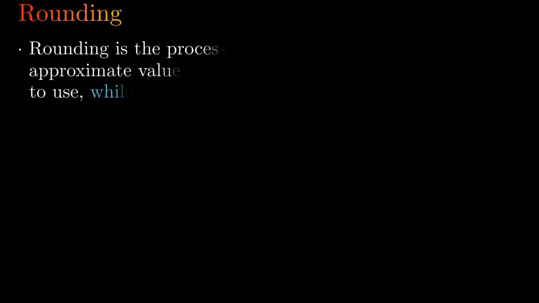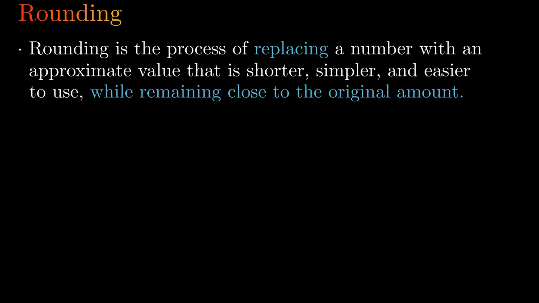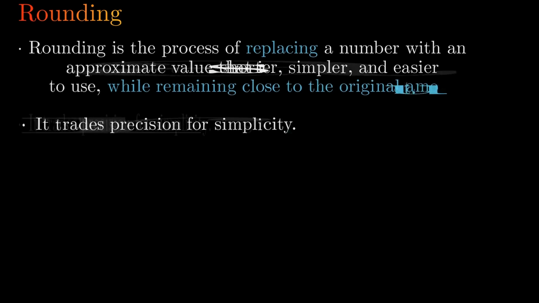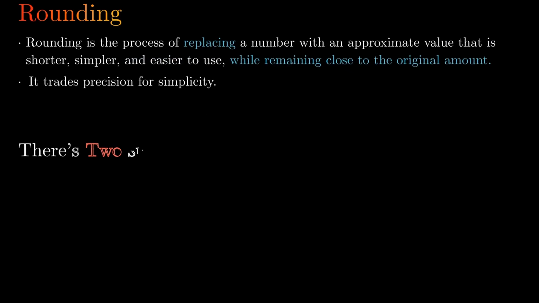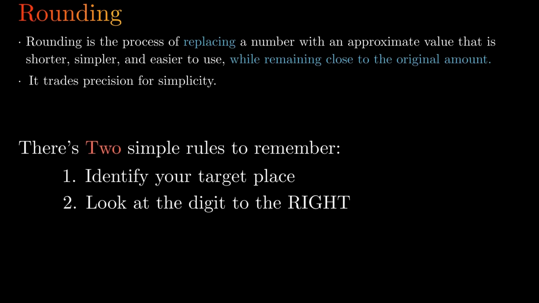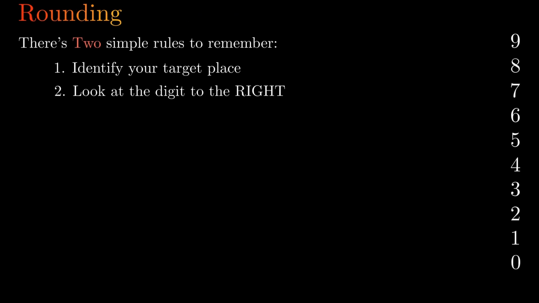Rounding is just a process of simplifying a number to make it easier to work with. This involves trading some precision for simplicity. You're finding a cleaner number, like a multiple of 10 or 100, that is closest to the original number. There's two simple rules to remember. You find the place value you want to round to, and then you look at the deciding digit immediately to its right. If that deciding digit is 5 or greater, you round up. If it's less than 5, you round down.